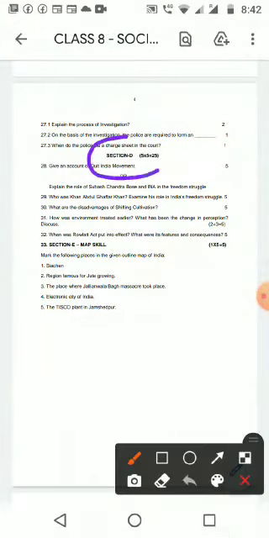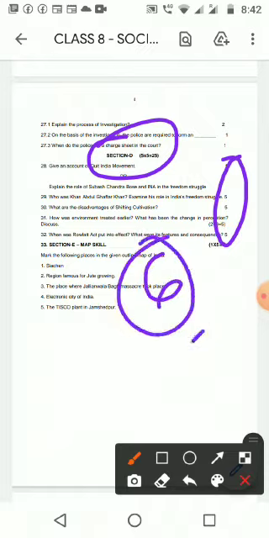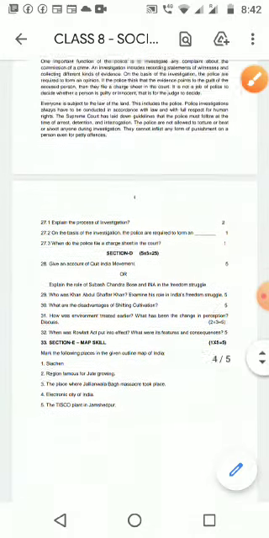Then section D, the 4th section, each question carries 5 marks. So we have 5 mark questions, and in total it will come to 25 marks. And map skill, we have 6 questions, from history and geography together. 6 questions, and 6 marks also. So this is the pattern of the question paper.